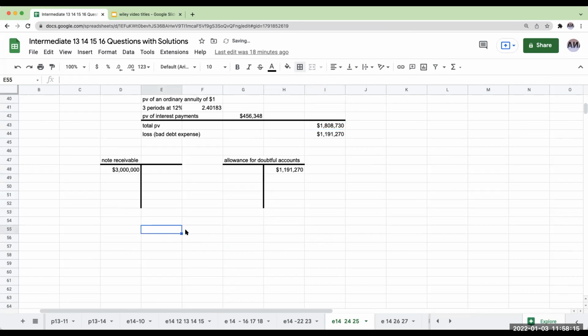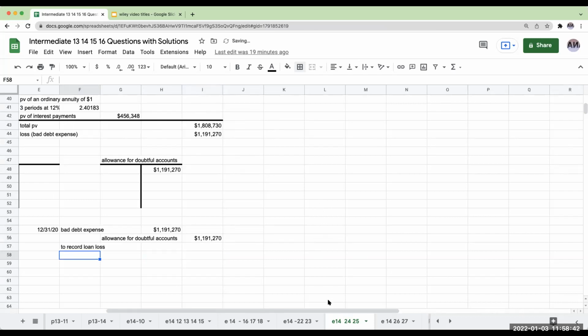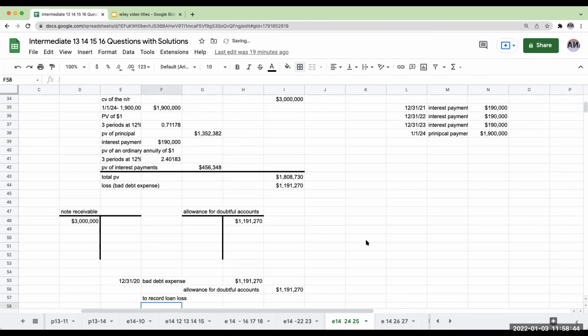So how do I record this allowance for doubtful accounts? Well, on 12/31/20, I'm going to have bad debt expense for 1,191,270, and I'm going to credit allowance for doubtful accounts. So that's what I'm going through and doing initially. Now, in terms of going through and doing the payments, over here, I've got 3 interest payments.